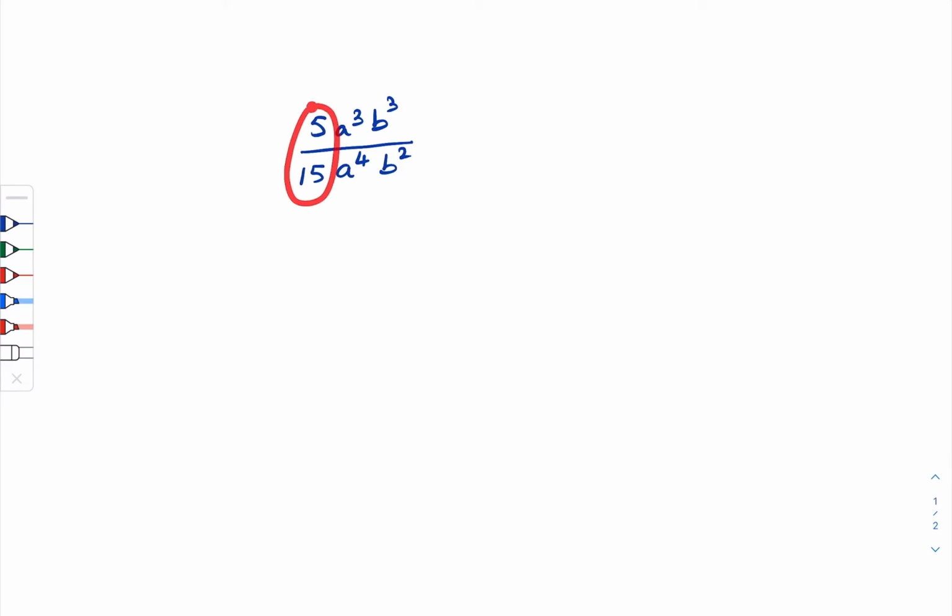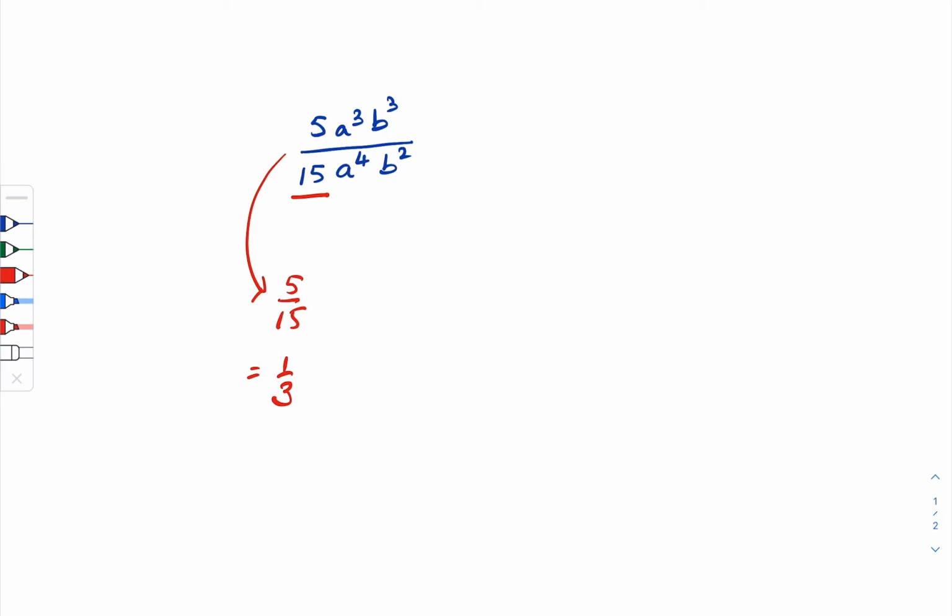Okay, so the best way to go about simplifying this is you want to isolate the coefficients and simplify them by themselves, then the a's and then the b's. Basically bunch them or group them. So if I isolate the coefficients, I have 5 over 15, which is equal to 1 over 3, right?